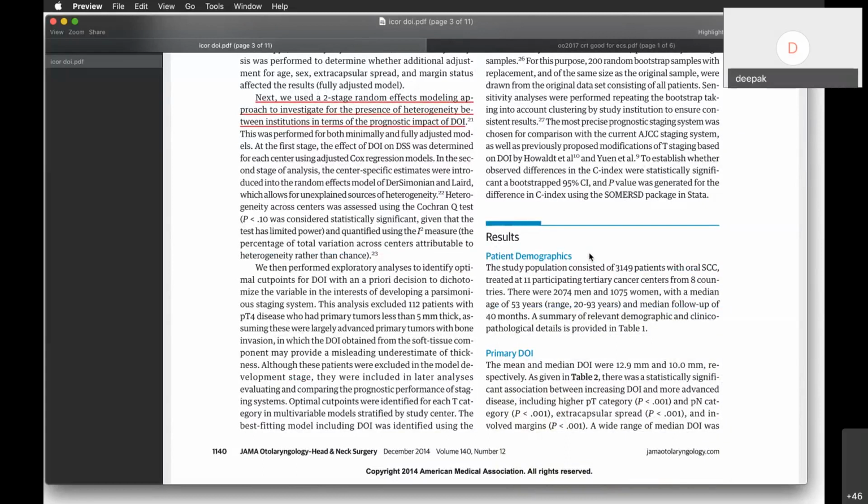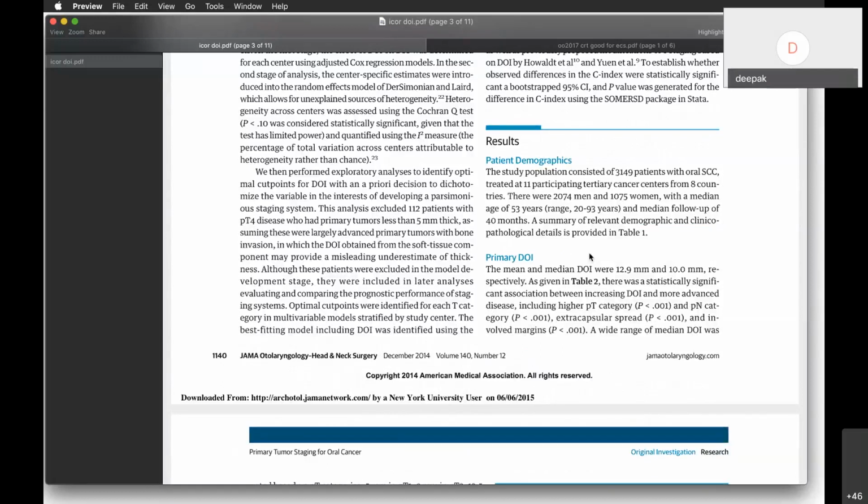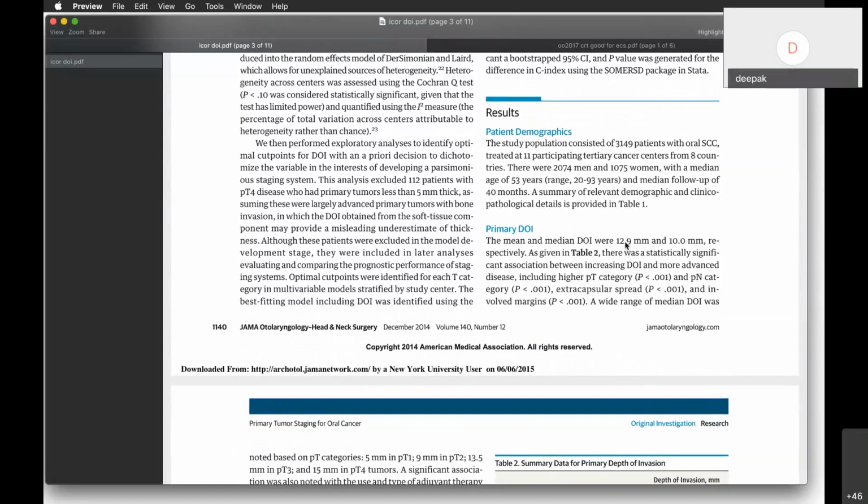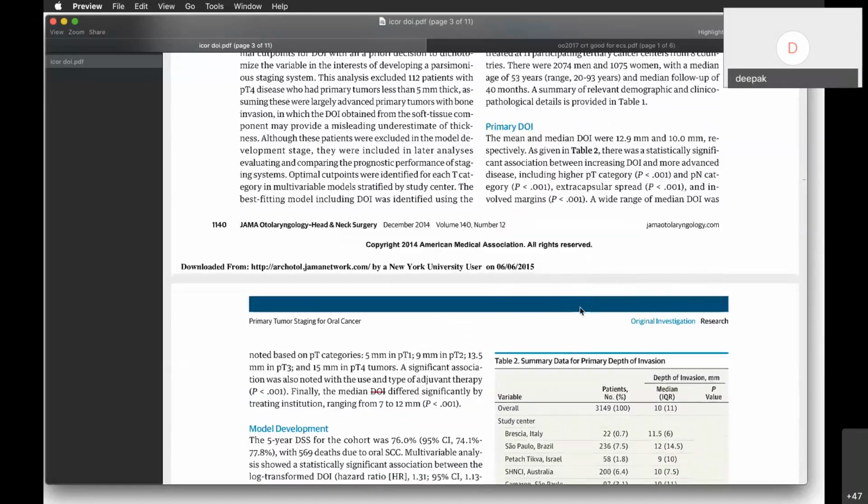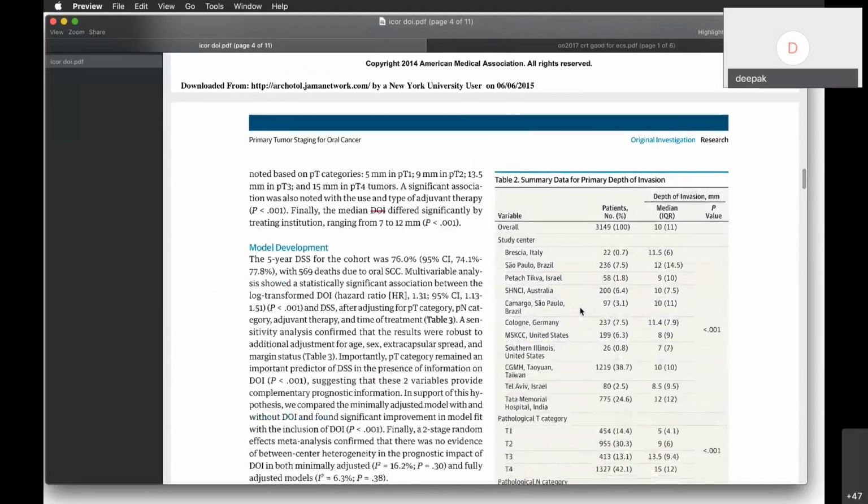The primary was depth of invasion. And they found out that the mean depth of invasion was 12.9 millimeters, and the median was 10 millimeters. And as the DOI increased, there was a higher T category, a higher P category, and there was a higher extracapsular spread and involved margins, meaning as the depth of invasion increased, the aggressiveness of the tumor also became more, which was an important finding to remember. The other outcomes are not favorable. The other associated pathological findings also increase along with the depth of invasion.